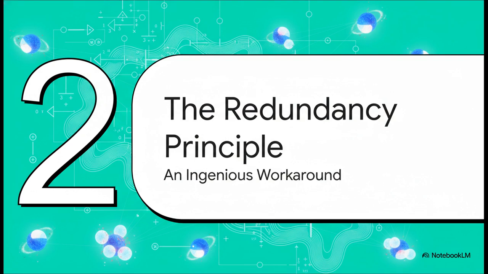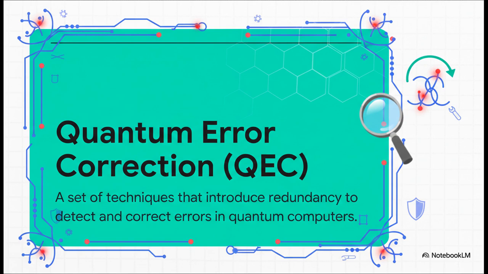Well, the solution is as ingenious as it is, honestly, a little counterintuitive. The answer is a whole field of study called quantum error correction, or QEC for short. The idea isn't to build a perfect qubit that never makes a mistake. That might actually be impossible. Instead, the goal is to build a smart system that can catch and fix errors on the fly.